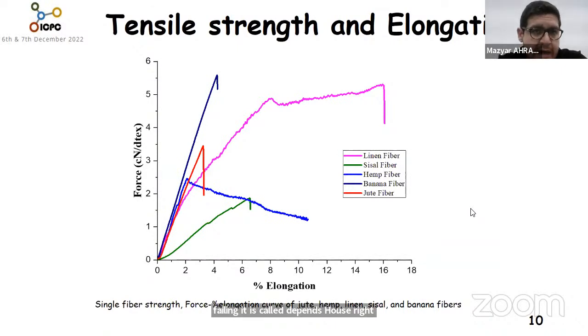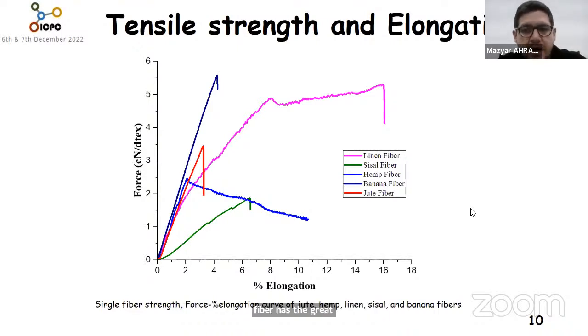So here we have the tensile strength and elongation. As you know, the graph consists of 2 different parts. The first part is the elastic zone, and the second is the plastic region. Actually, the place where the curve deviates from its intended direction is addressed as the elastic region. Sisal fiber has the highest breaking strength, and banana fiber has the greatest elongation.